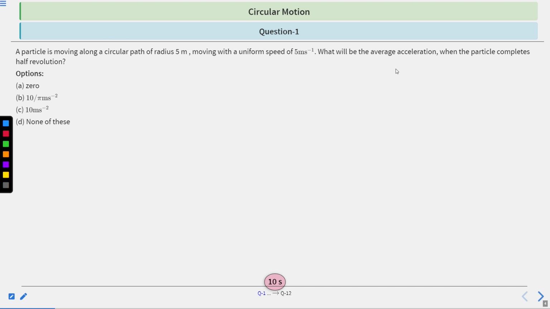Our first question is: a particle is moving along a circular path of radius 5 meter, moving with a uniform speed of 5 meter per second. What will be the average acceleration when the particle completes half revolution? Option A is 0, option B is 10 by pi meter per second square, option C is 10 meter per second square, and option D is none of these. Which one is correct? You have 10 seconds to solve this question. After 10 seconds we will provide the solution.